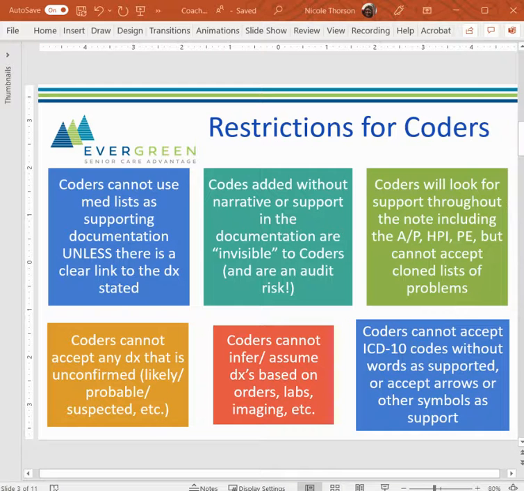And finally, coders cannot accept ICD-10 codes without words as supported, or accept any arrows or other symbols as support. So I10 would not be appropriate for hypertension. It would need to say hypertension.